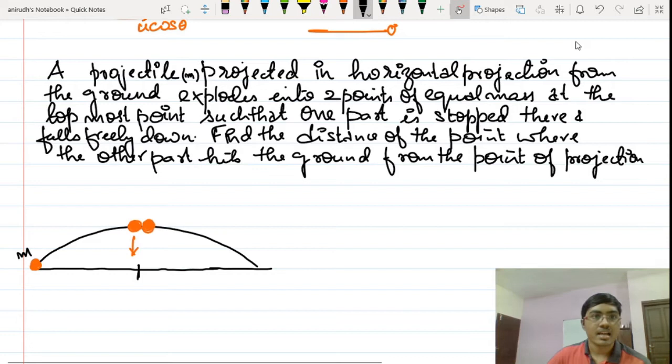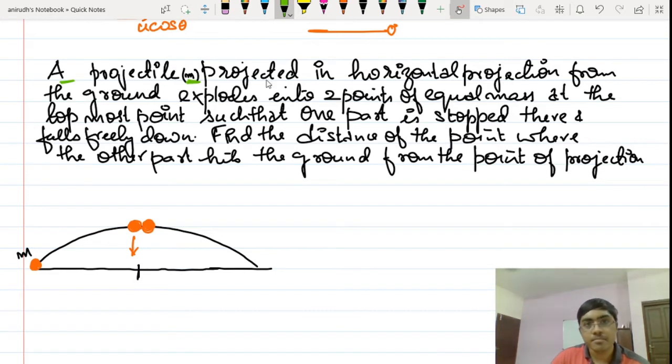Okay guys, this is a very standard question that I have taken over here. A projectile of mass m. They have given the mass m projected in a horizontal projection. So this is a horizontal projection, not a vertical projection or an inclined projection. They have mentioned very clearly that it is horizontal projection from the ground. So this is the ground. From there it is horizontally projected. It explodes. I think that is a bomb that exploded at the topmost point, into two parts.